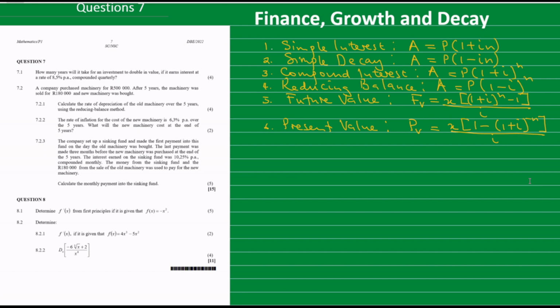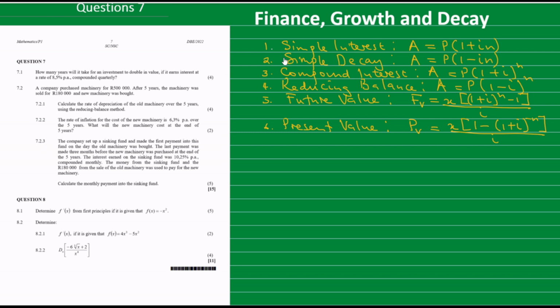Greetings. In this section we are going to cover question 7 from DBE 2022, that is Maths paper 1, and this question is based on finance, growth and decay. Now under this topic I have listed 6 formulae that we need to be familiar with, that we are going to use in answering some of these questions.